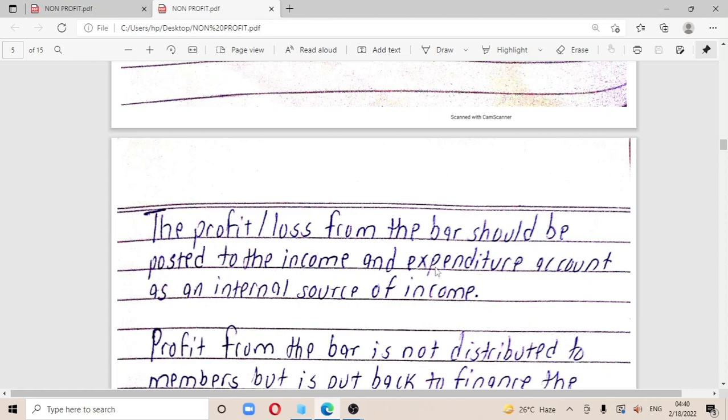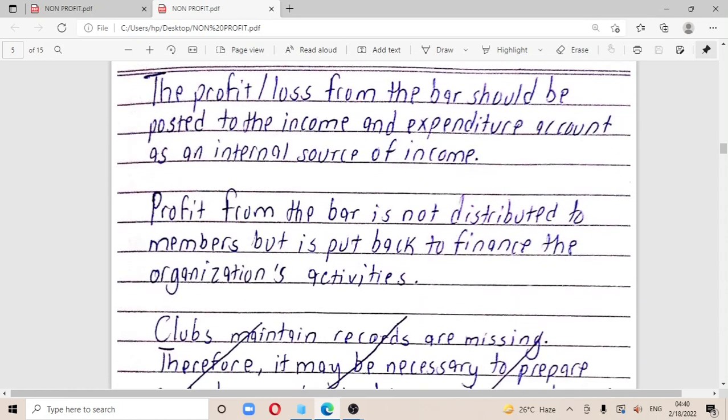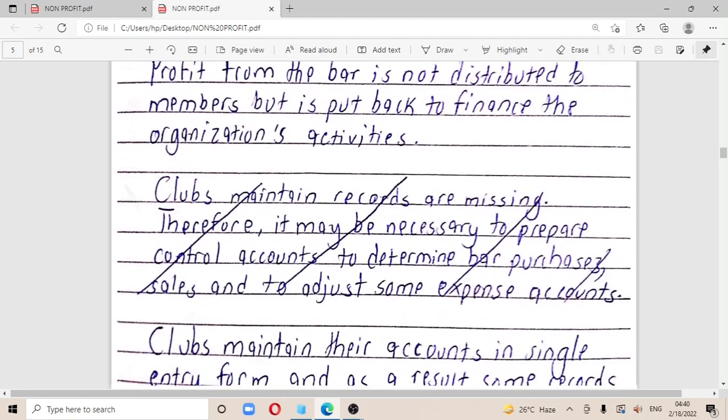I already told you this income and expenditure is like your income statement. So once you get a net profit or a net loss from the bar, you will come and drop it in this income and expenditure account as your internal source. Profit from the bar is not distributed to the members, but it is put back to finance the organization's activities.